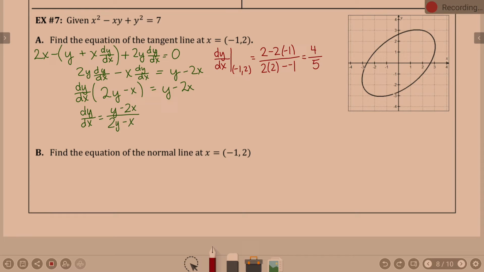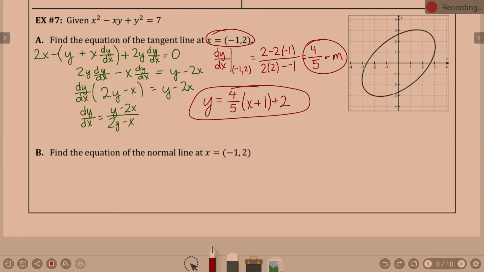And what is this? 4/5 is my slope, right? This is my derivative evaluated at the point. And the other part we need is the point, which they already have. So, did I get it right? Hopefully.